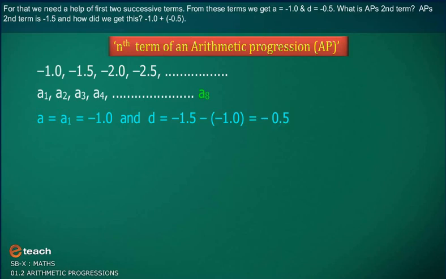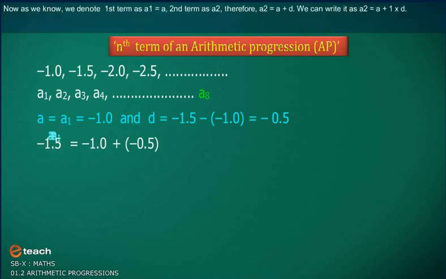What is the AP's second term? The AP's second term is minus 1.5. And how did we get this? Minus 1.0 plus into bracket minus 0.5. Now as we know, we denote the first term as A1 is equal to A, and the second term as A2. Therefore, A2 is equal to A plus D. We can write it as A2 is equal to A plus 1 into D.